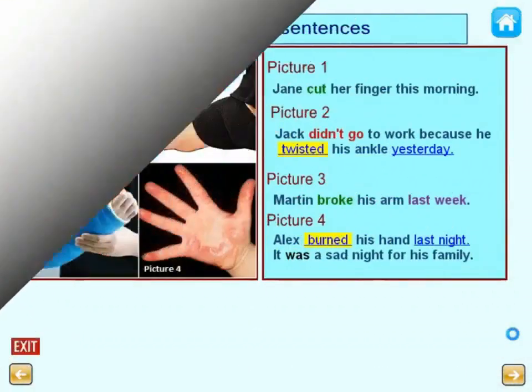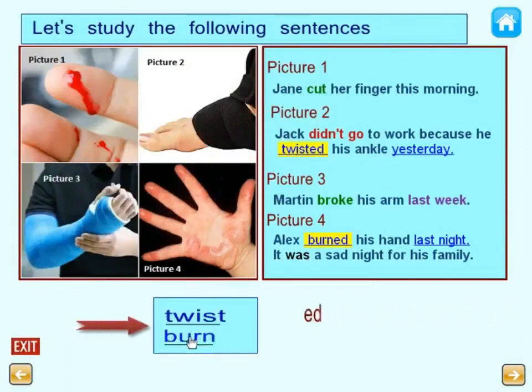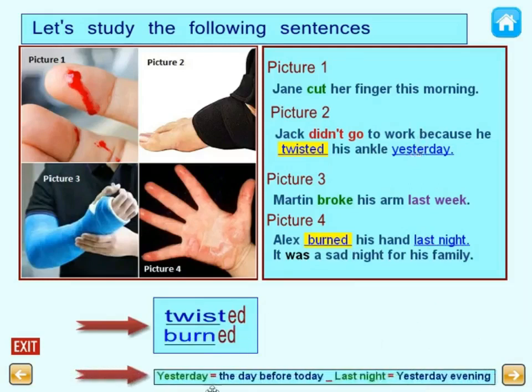Now, let's study the following sentences. Focus on pictures 2 and 4. Look at these highlighted words. What do you notice? What you notice is that both of them end in ed. Look now at these underlined time expressions. Are they present time expressions? Of course they aren't. They are past time expressions because yesterday, as you see here, means the day before today. Last night in sentence 4 means yesterday evening.